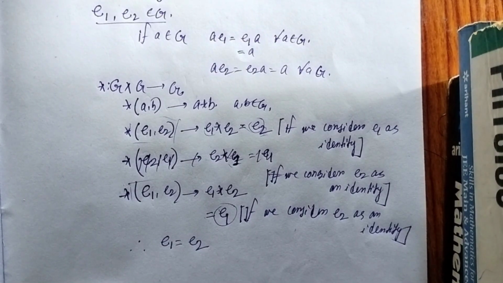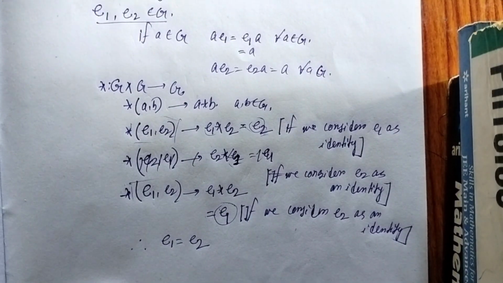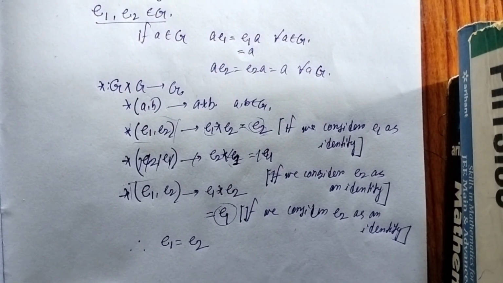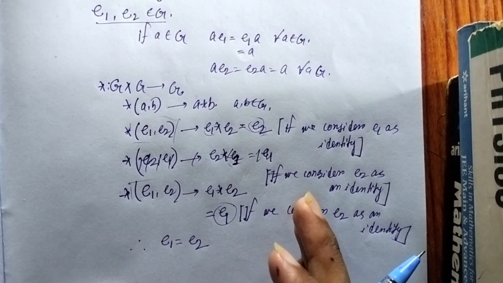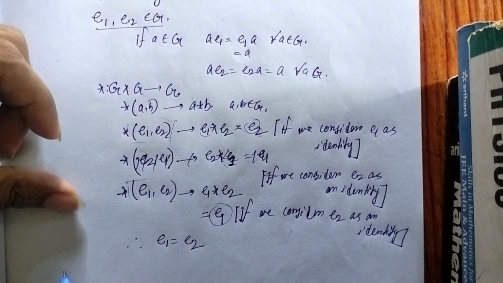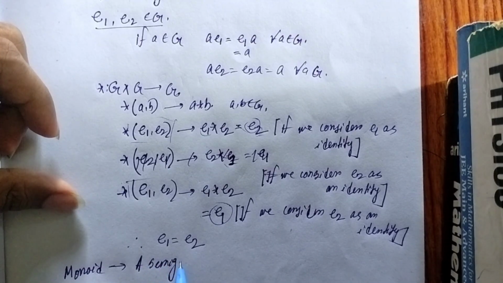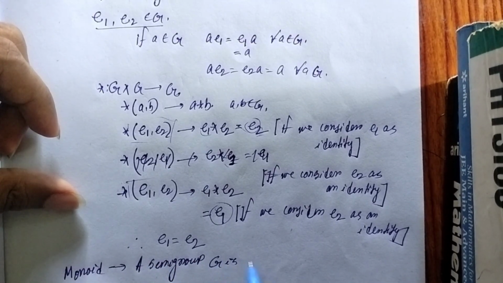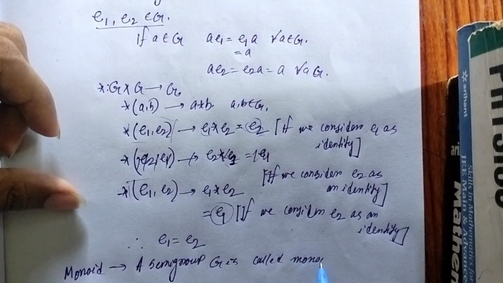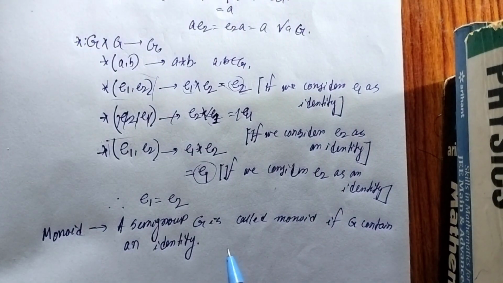Now here I am going to give you the definition of the monoid. A semigroup is called a monoid if the semigroup contains an identity. Obviously, if it contains an identity, this identity is also unique, so I don't need to tell the uniqueness separately. A semigroup G is called a monoid if G contains an identity. This is the whole definition of a monoid.